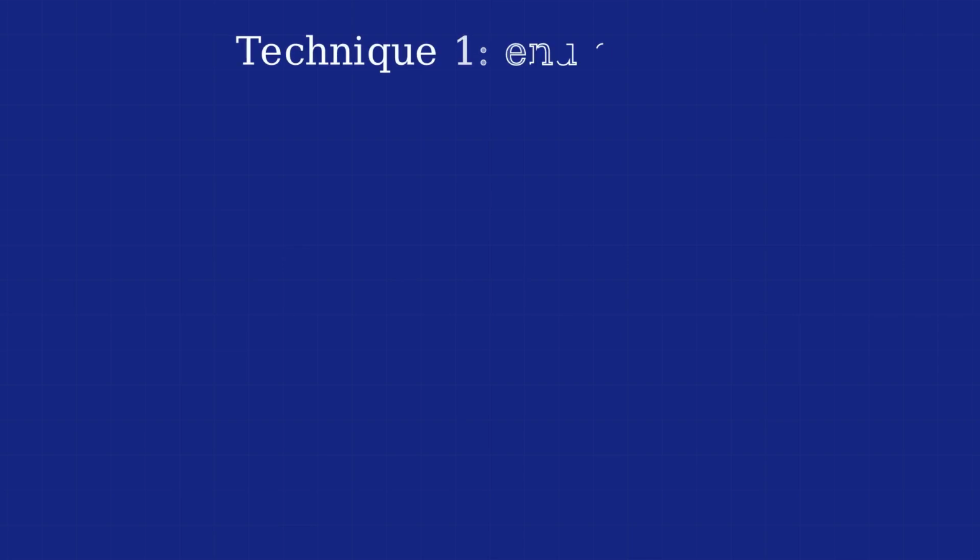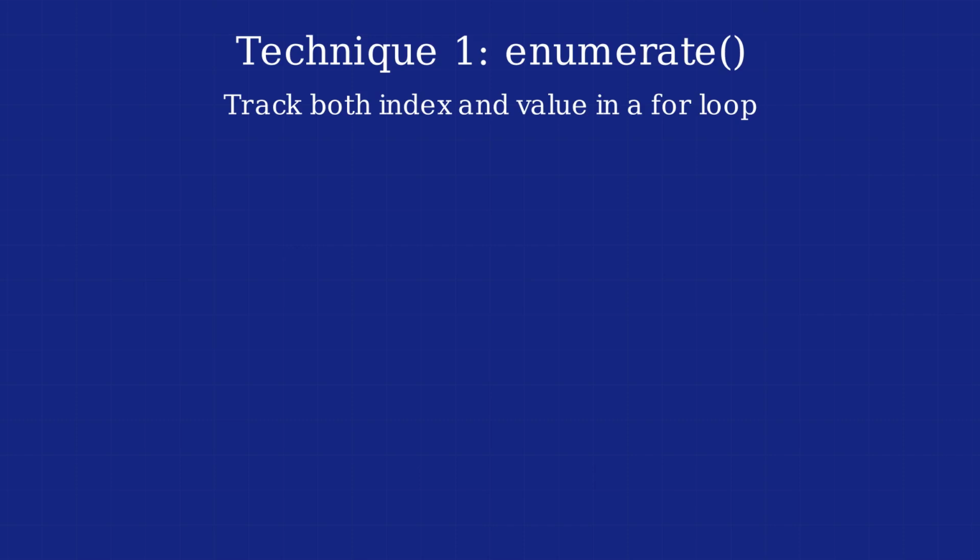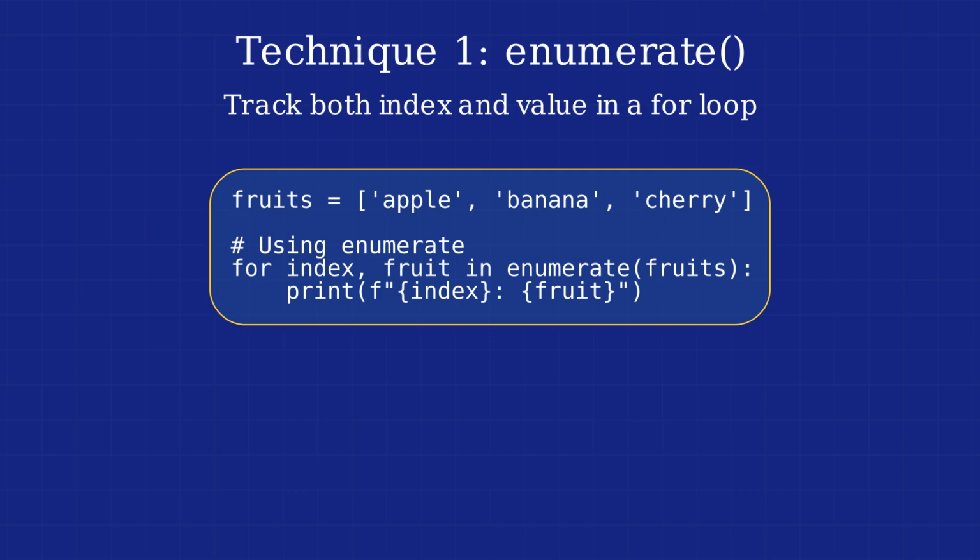The enumerate function is a powerful way to keep track of both the index and value when iterating through a sequence. Here's an example with a list of fruits. When we use enumerate, Python gives us two variables for each iteration, the index and the value. The enumerate function takes our list as an argument and returns pairs of indices and values. When we run this code, we get each item along with its position in the list.